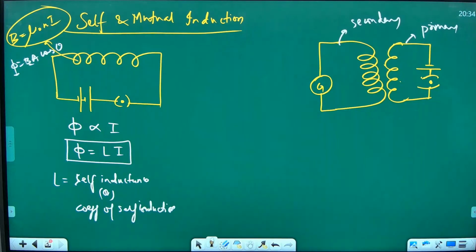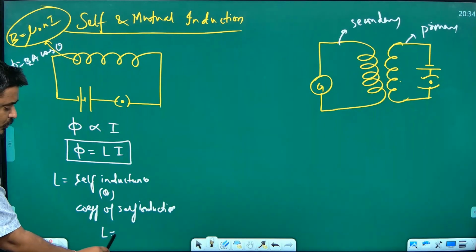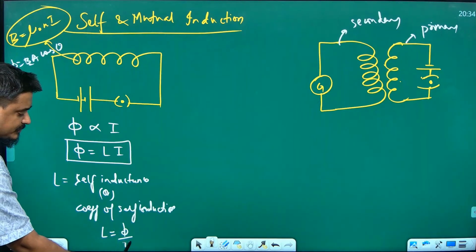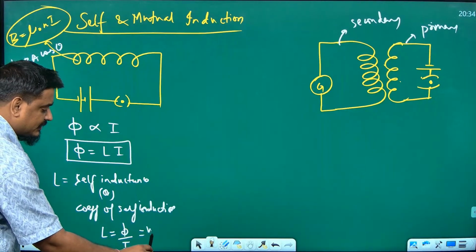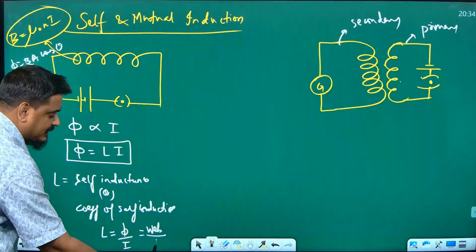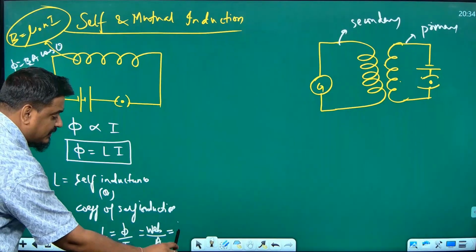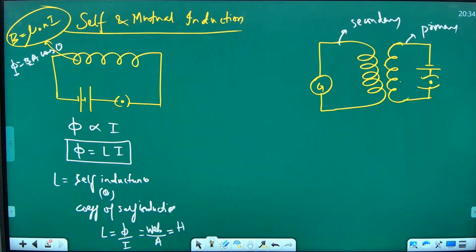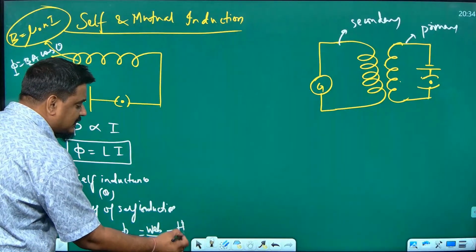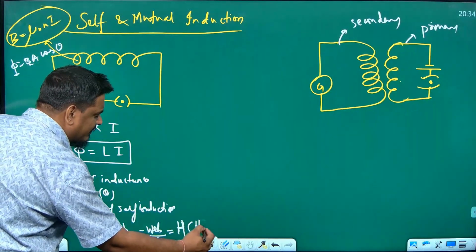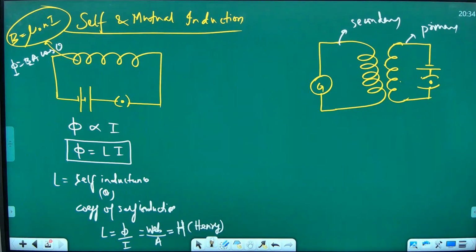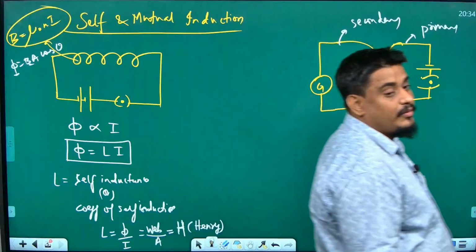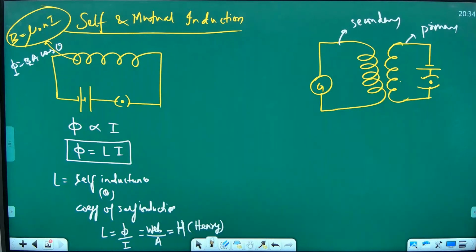From here you will see I can write L is equal to phi by I. Phi is in Webers, I is in amperes. Weber per ampere is the unit of self inductance, which is also called Henry. H is called Henry. I will repeat. Weber per ampere is also called Henry, H.